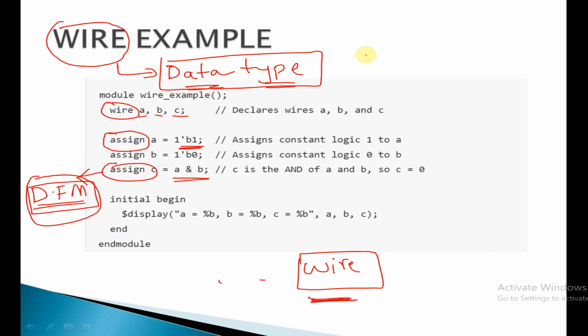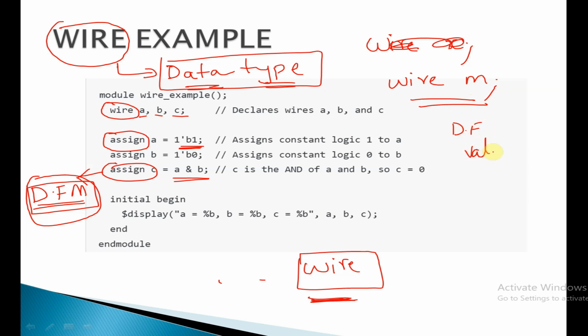Now, the default value. Let's say we have declared a wire, say wire m, and we haven't driven any value to this wire. Then what is the default value? Can anyone guess? Z. Yes, the default value is high impedance. Can you guess why it is high impedance? Because it is not connected by someone; nothing is driving it.